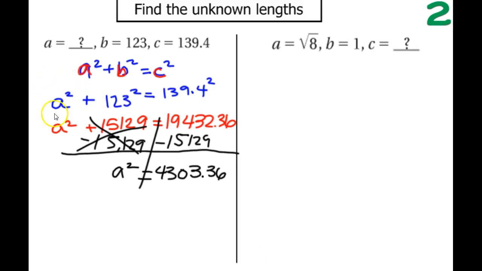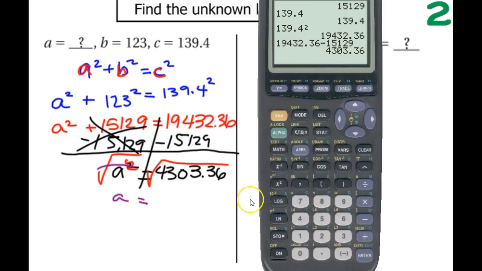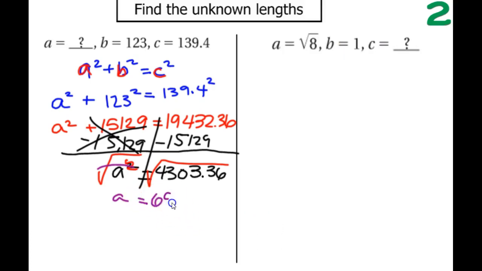And now our very last step, to get rid of this power of 2, we need to take the square root. So those will eliminate each other and leave us with just a. And then we need the square root of 4,303.36. That's 65.6. Now, they won't always be nice numbers. But if they are decimals that repeat or go on, you can round it to the nearest tenth.